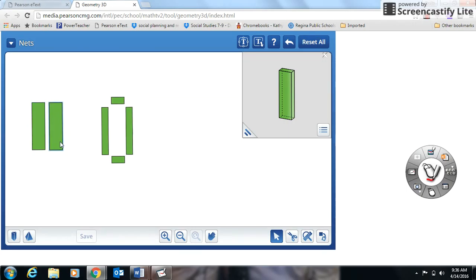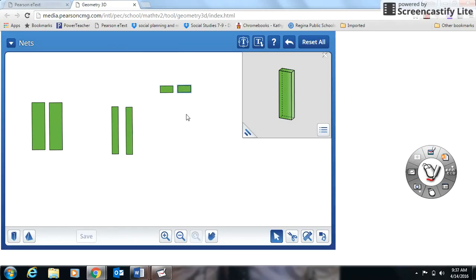Yeah, they're congruent. They're the exact same size and shape. What do you notice about the ones left here? Look at this one and that one, right beside each other. I'm going to move this one out of the way. I'm going to put it over here.